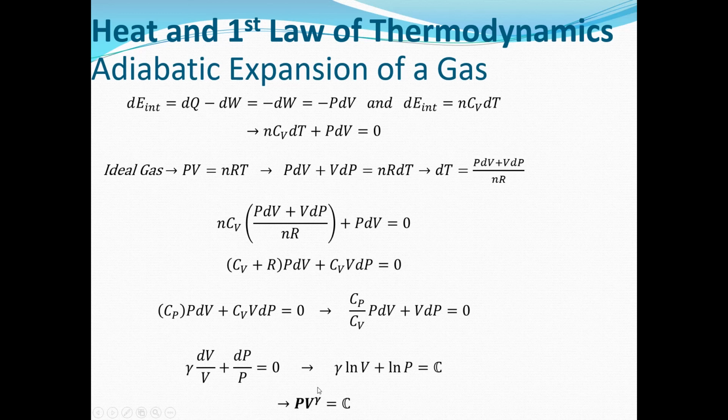So PV to the gamma for any adiabatic process is always going to be equal to a constant. The way that we're going to use this is that when we have the two states for the adiabatic process, the initial and the final, one set of pressure and volume and another set of pressure and volume, we can use this equation and say that the initial pressure times volume to the gamma is equal to the final pressure times volume to the gamma. And it can allow us to figure out what that final volume is, or final pressure is.